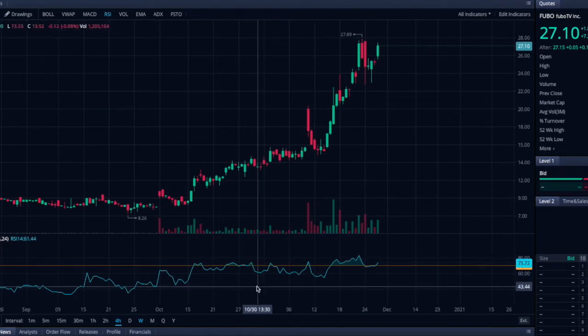Now notice how clean my chart is. There are no other EMA 9 lines at all. In general, I do use EMA and VWAP as well, but for the sake of today, I'm just going to show you how to use RSI.